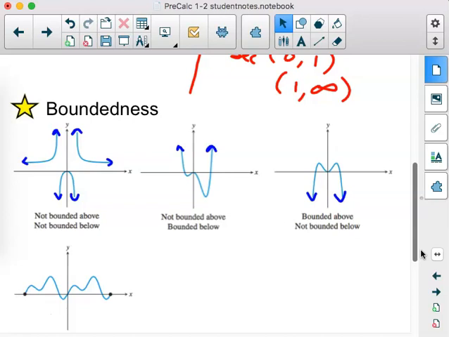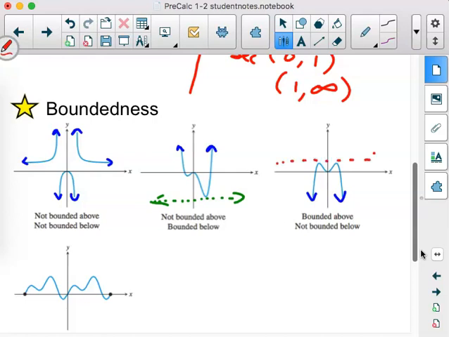However, this one, the arrows are going up. But I could draw a helper line down here, a little horizontal line, that the graph would never get to, and it would never go below. So that one is bounded below. There's a cutoff. Here's my lowest value for my y. This one over here, the third one, arrows show us going down forever, but we've reached the top, and that is bounded above.